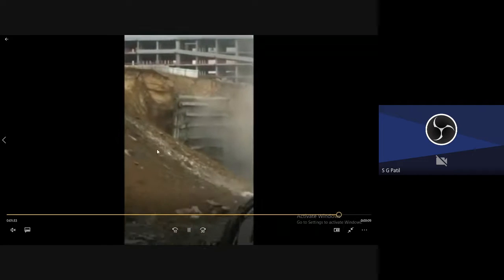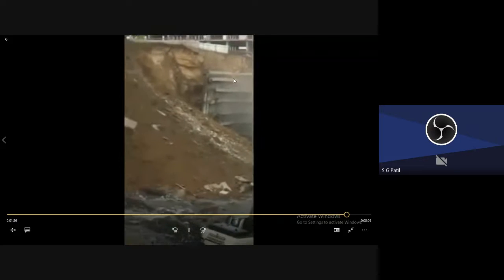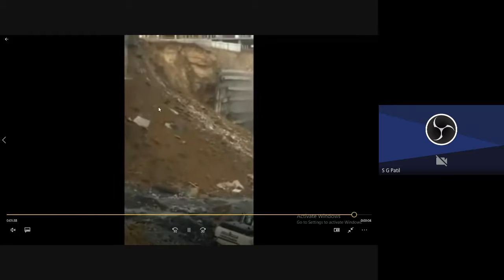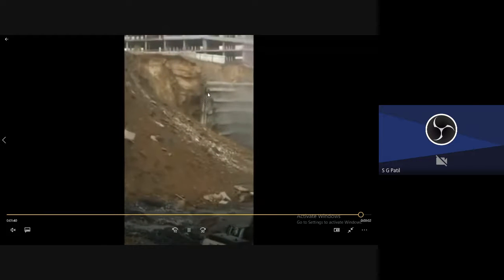Okay, so to properly design these retaining walls, I need to know how much pressure this soil is exerting on these retaining walls, right? So that's what we are going to study in this chapter.